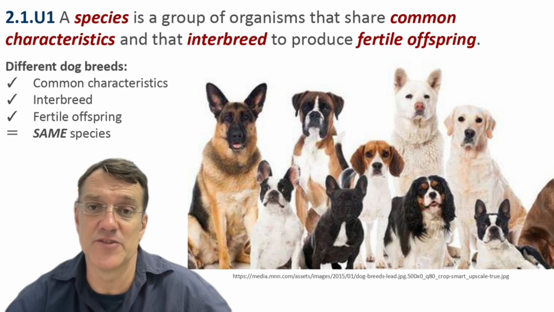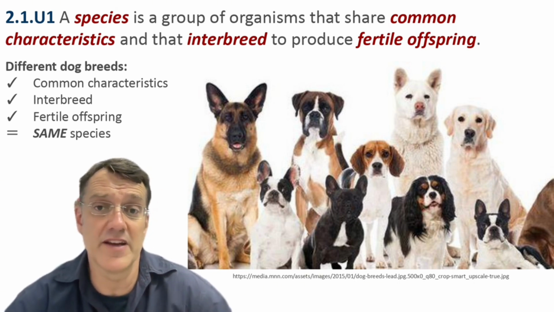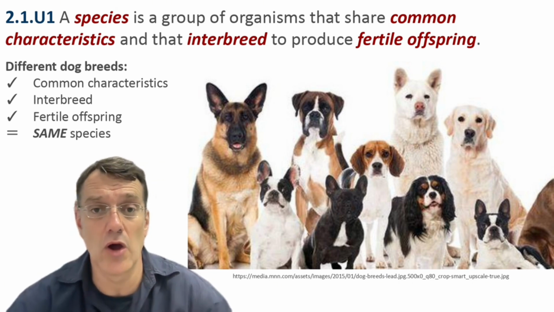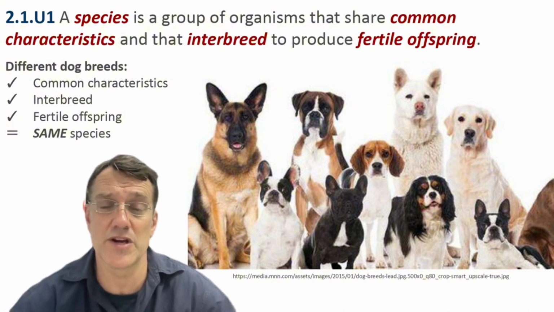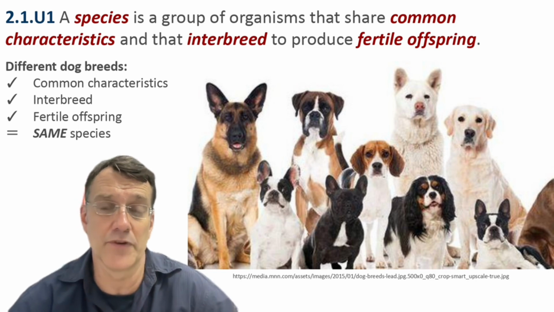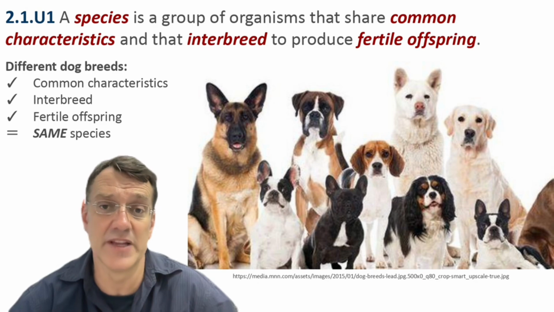When we define a species, we need three key criteria: common characteristics, the ability to interbreed, and the production of fertile offspring. Let's look at dogs as an example. Despite their physical differences, all dog breeds share common characteristics. They can interbreed with each other, and they can produce fertile puppies. This means they're all members of the same species, Canis familiaris.